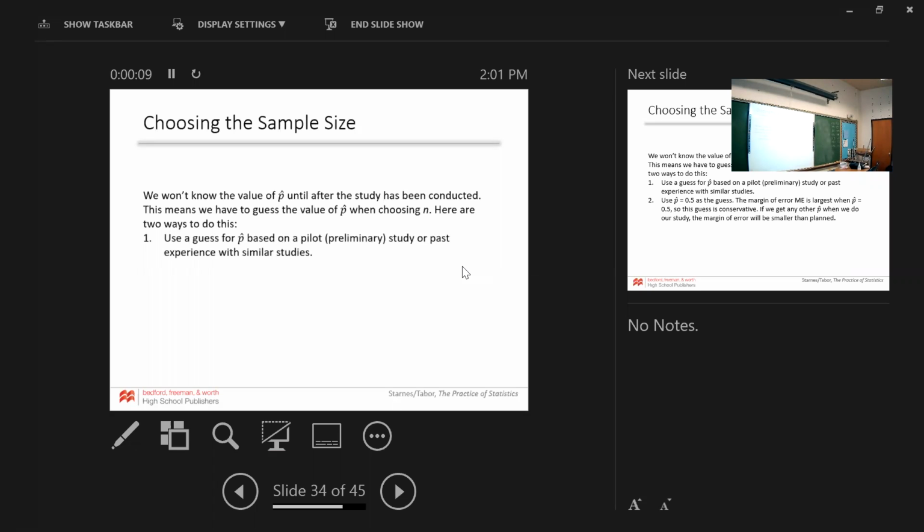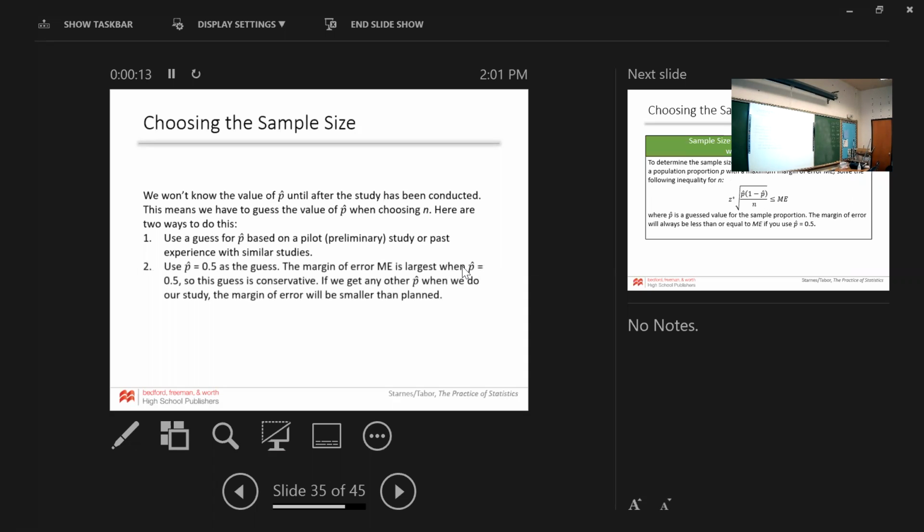So they're saying you could do a pilot study, but ready, that's a little dangerous. We're just better off using 0.5. The margin of error is greatest when P hat equals 0.5. So this guess is conservative.